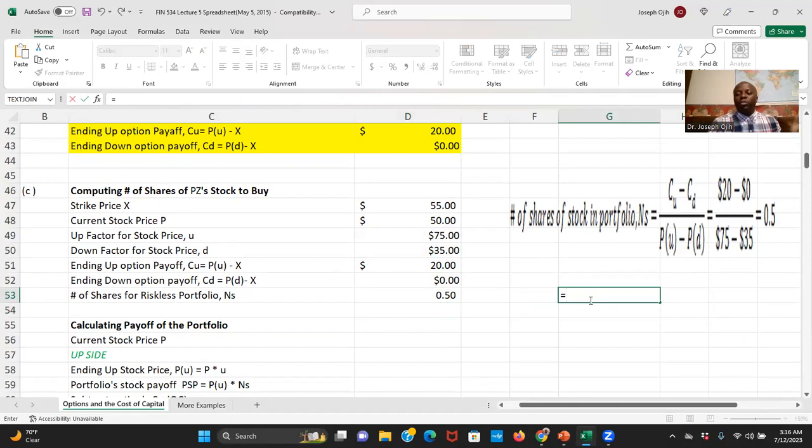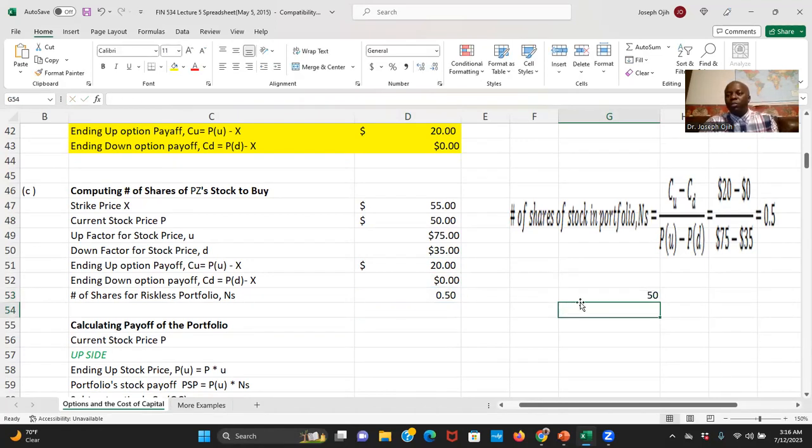This is 100 call options. How many shares of that PZ stock can you buy? You're going to be 100 times 0.5, 50 of PZ stocks. But this is for only one stock. That's why you have 0.5.